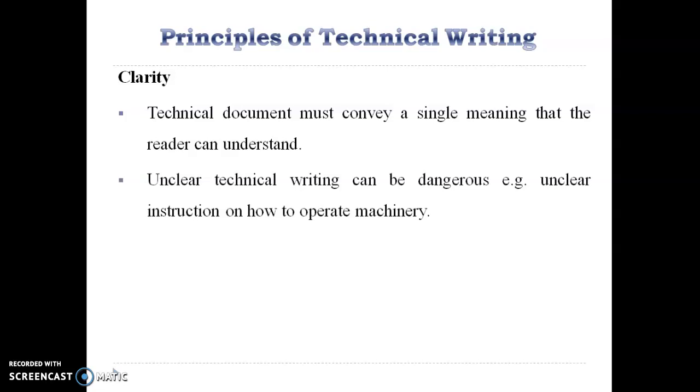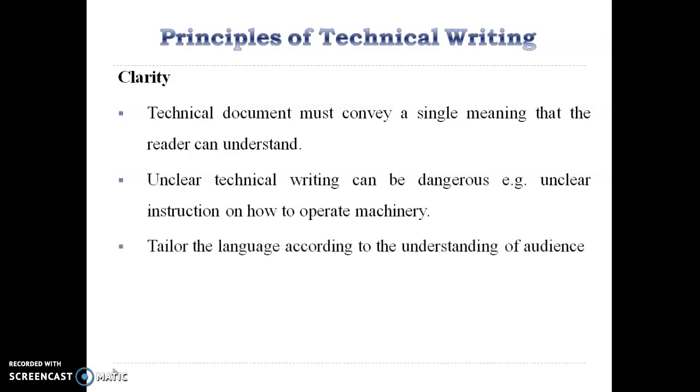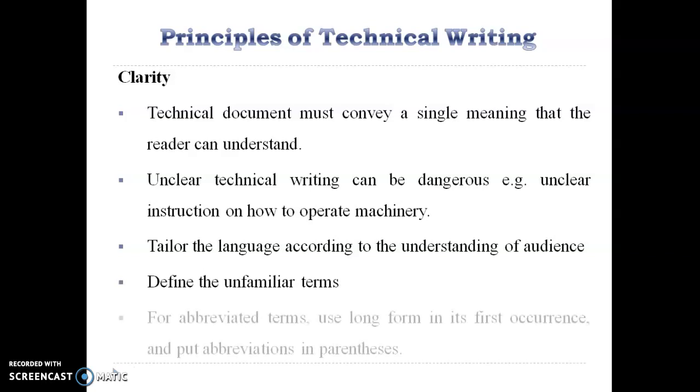Like if you're given some instructions which are not clear on how to operate a machine, then it can cause damage to the user or the machine or to both. To bring clarity, tailor the language according to the understanding of the audience. Second, when you're using some unfamiliar terms, define them. Next, for abbreviated terms, use the long form in its first occurrence and put abbreviations in parentheses. So later on, you can just use abbreviations, but make sure that you use the long form once for a better and clear understanding of what you mean by using that term.